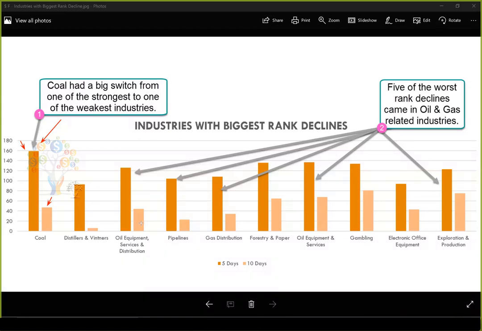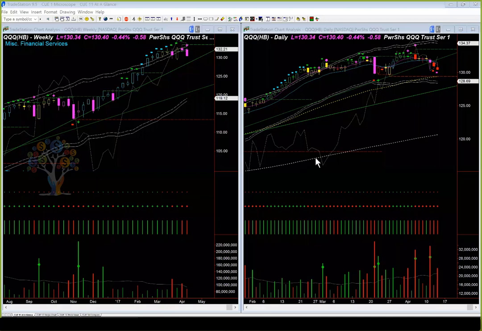If we look for a pattern, then we see five of the rank declines came in the energy sector: oil equipment services, distribution, pipelines, gas distribution, exploration and production. So again, if we are looking for short swing trade or day trade opportunity, we may look into these industries. And if we are holding long positions in these industry groups, then of course we'll be cautious, either book profit or tighten our stop.